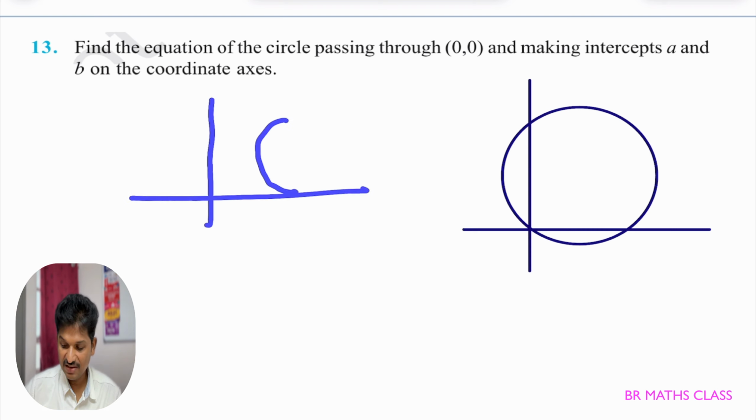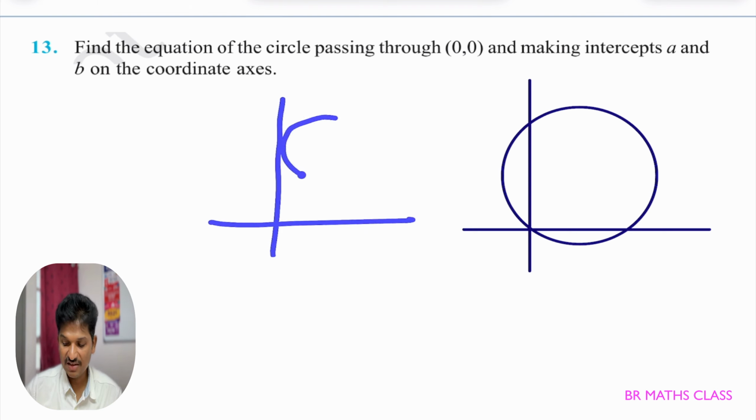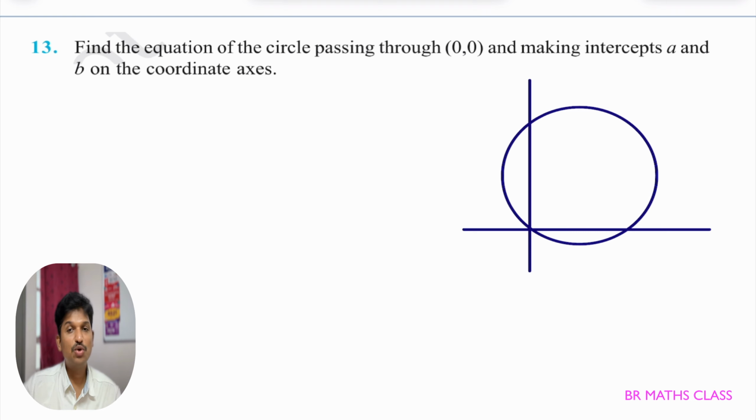Suppose the circle is like this, that means this circle is touching the x-axis. In this case, we say that x-intercept is 0, right? If the diagram is like this, in this case, the circle is touching the y-axis, what is the y-intercept of the circle? Y-intercept of this circle is 0. Right? In this question, what they are saying is this circle makes intercepts A, B on the coordinate axes. That means you observe this is the length. This is the intercept made by the circle on the x-axis. This is x-intercept. This intercept is A. And this intercept is B. Right? I hope you are understanding.